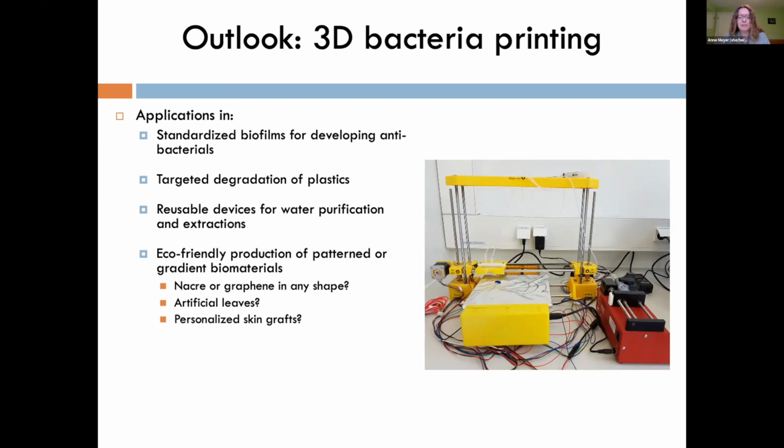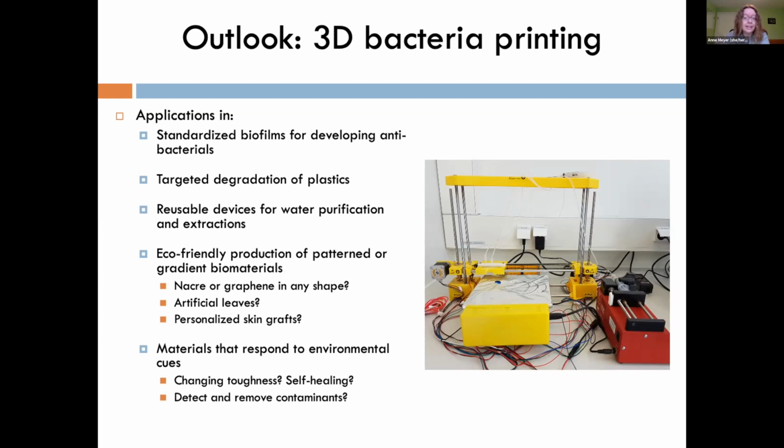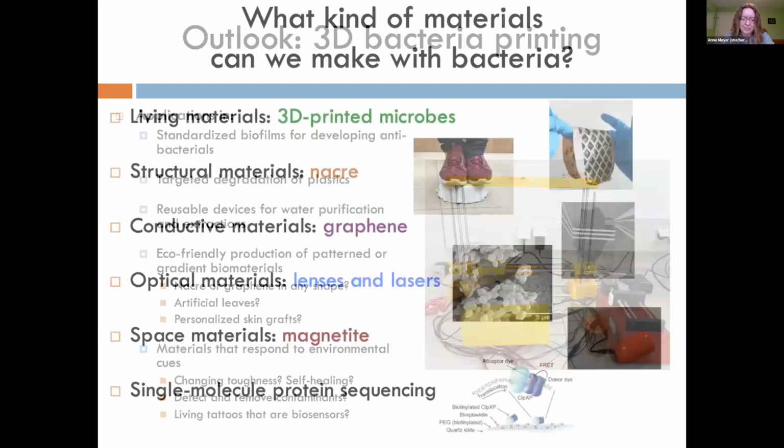If we 3D print the bacteria that makes the cellulose, people in the field have thought this could be a way to make personalized skin grafts that fit your personal shape. And the fact that our materials are really alive means that we can make three-dimensionally patterned materials that respond to environmental cues. So could they respond to cues in the environment to change their toughness, to heal themselves, to detect contaminants and remove them, or even report on your human health to be a living biosensor?